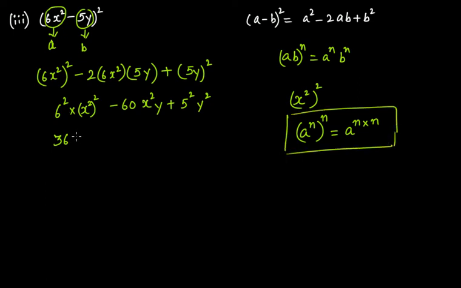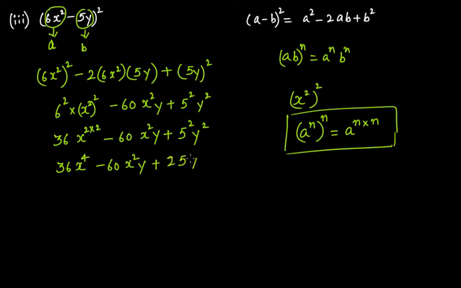So from here you get x to the power of 2 multiplied by 2, minus 60 x squared y, plus 5 squared y squared. So this gives you 36 x raised to the power of 4 minus 60 x squared y plus 5 squared means 25 y squared. So this is your answer.